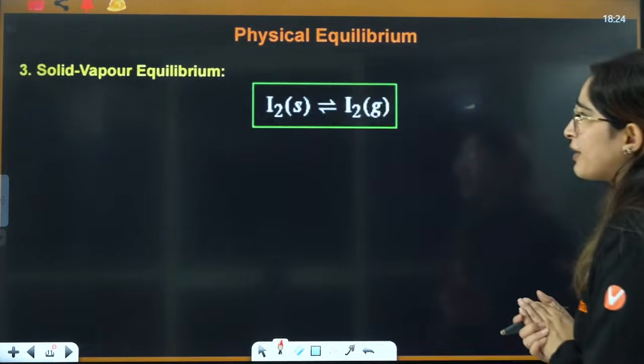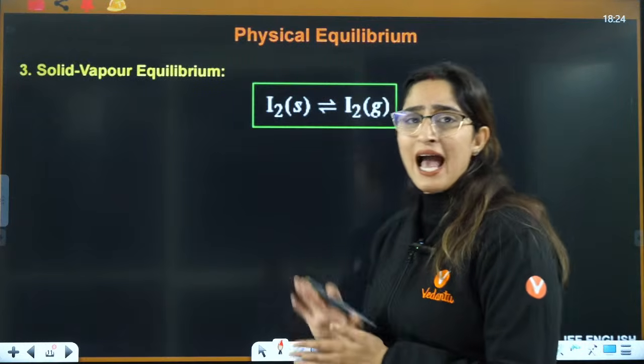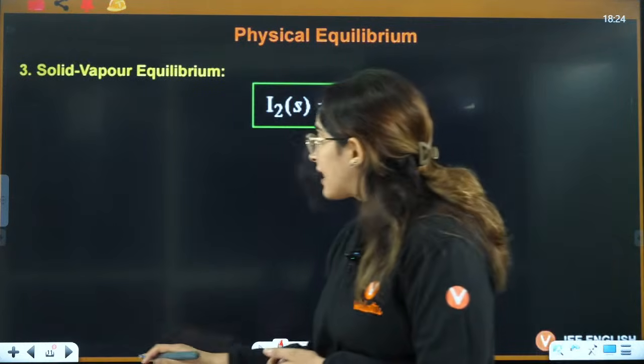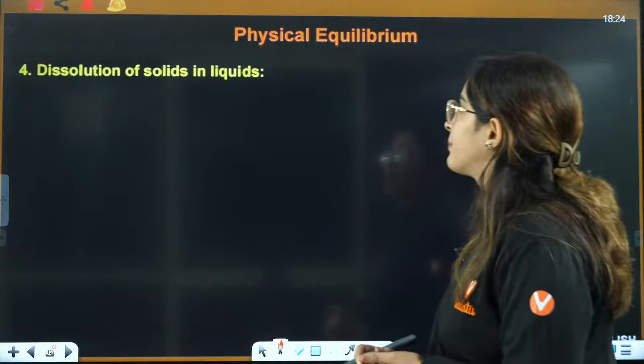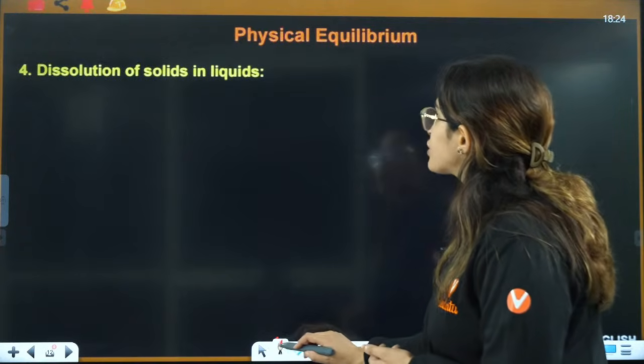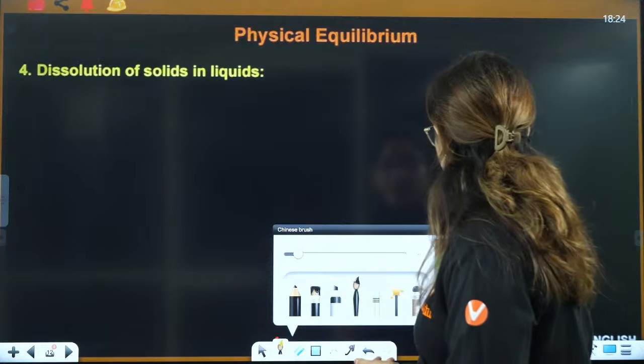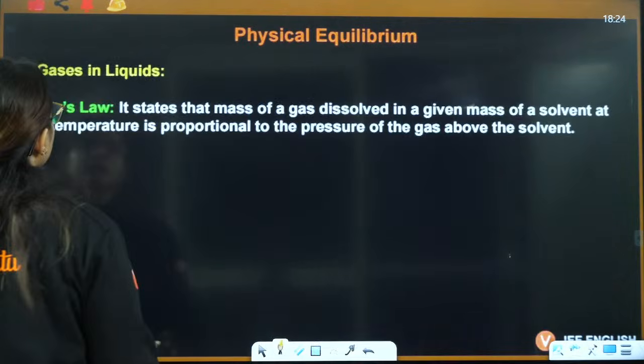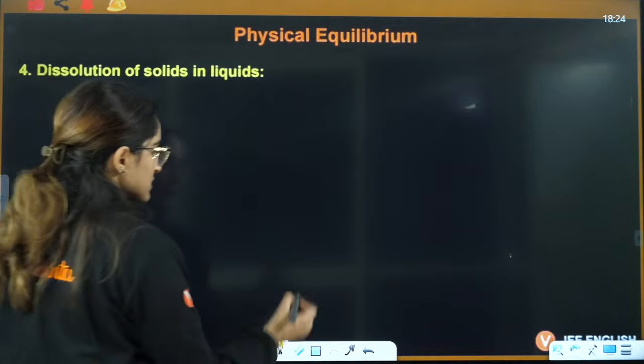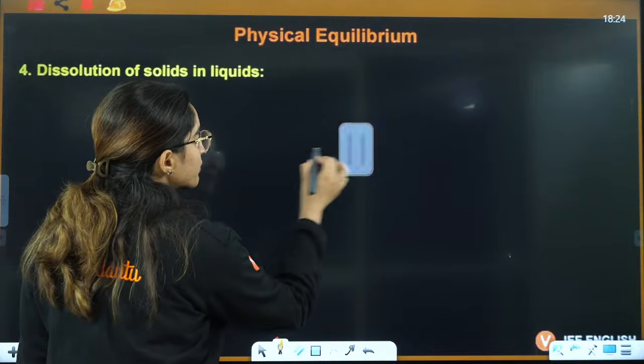Next is solid-vapor. When solid and gas are in the equilibrium state, that is called solid-vapor equilibrium. Now let's see dissolution of solids in liquid. When solids get dissolved in the liquid, this is also another kind of equilibrium that you have.